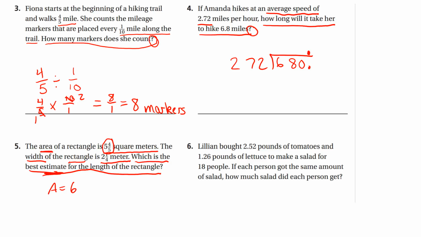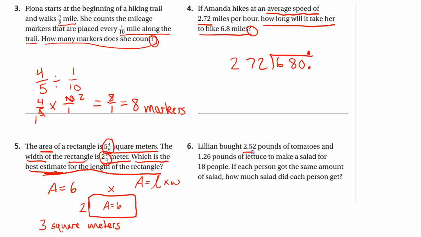6 meters. And the width, so let's just draw this little rectangle. The width is 2 1/4. Well, 2 1/4 is about 2. And we want to know what the length is. That's what we don't know. Well, we know the area is 6, and we know to find the area of a rectangle, area equals length times width. So 2 times what is going to give me 6? Well, 2 times 3. So the best estimate is 3 square meters. Always helps to draw a model.